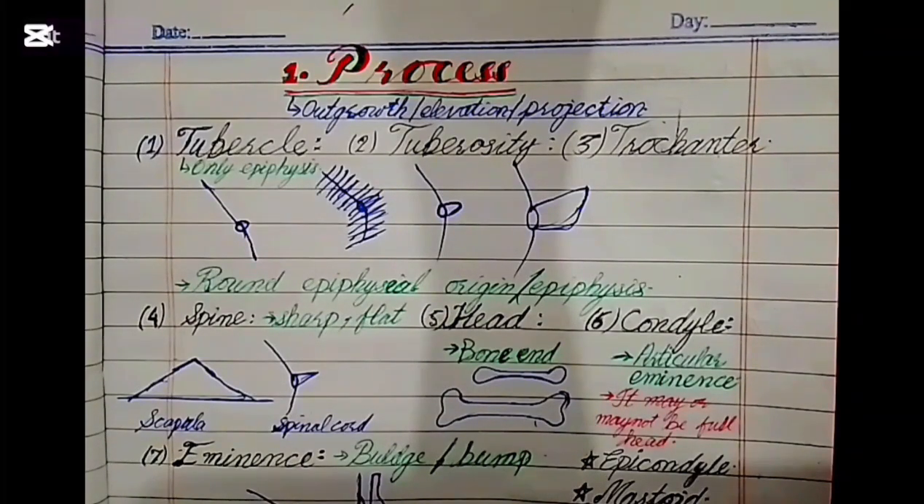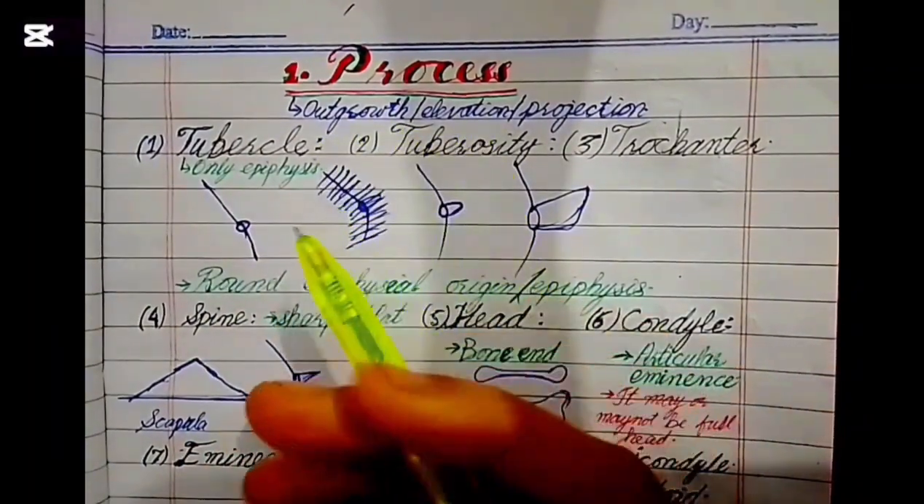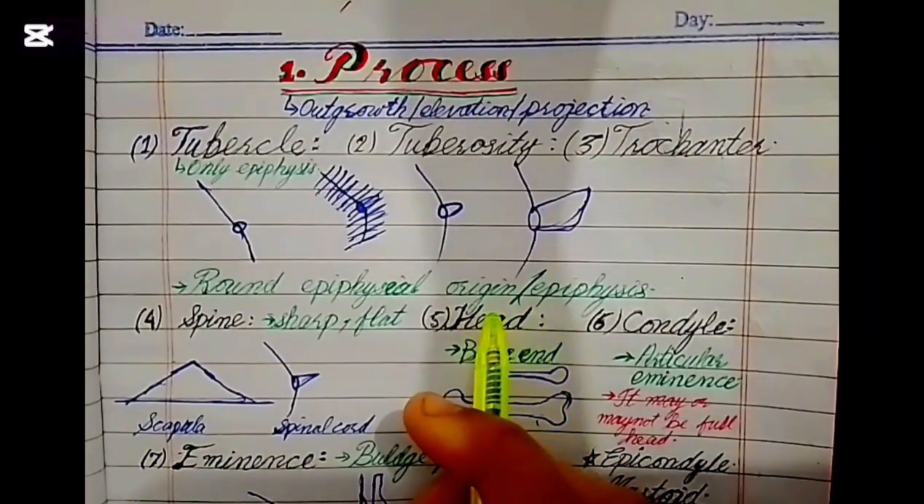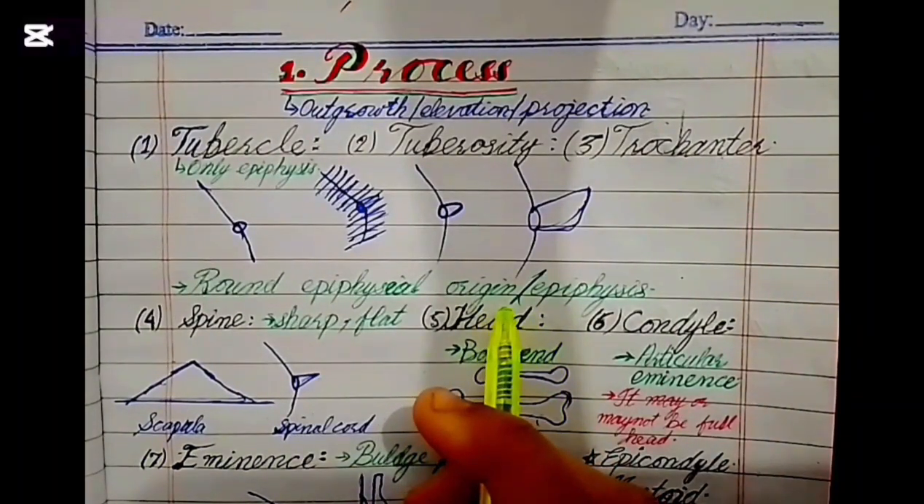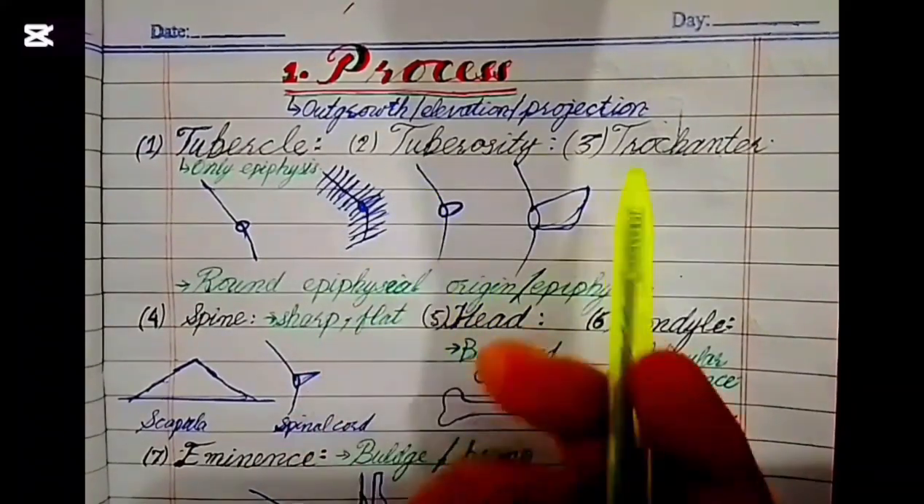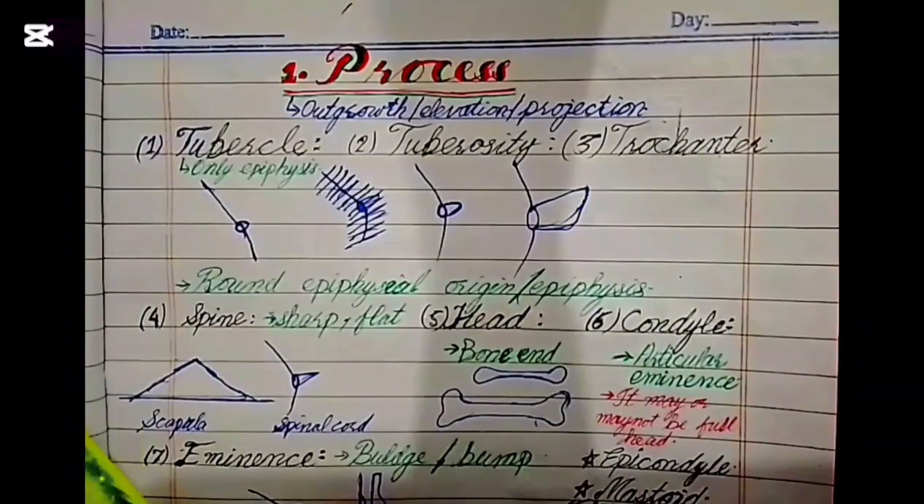Today we are going to learn about processes. What mainly is a process? A process is an outgrowth or elevation, or we can say a projection, of the bones. In the bones there are many projections, small and large in size. So there are many types of processes, for example tubercle, tuberosity and trochanter.